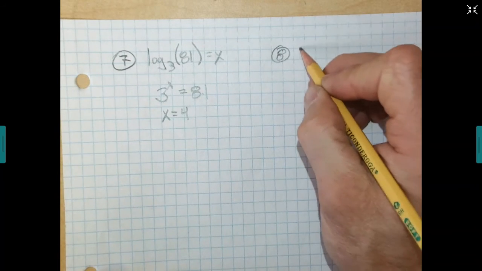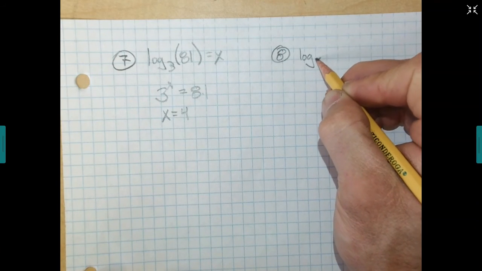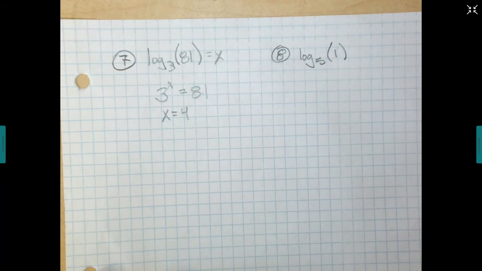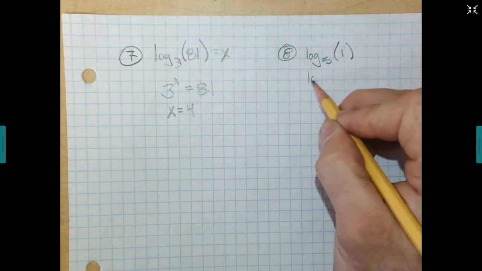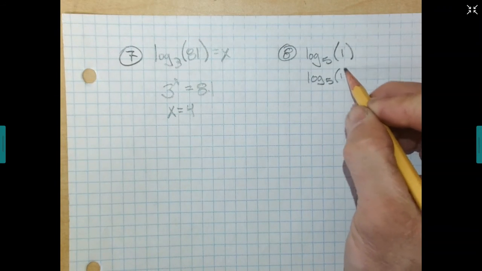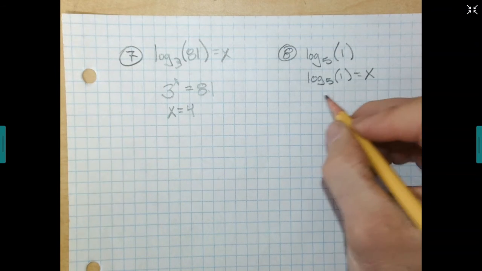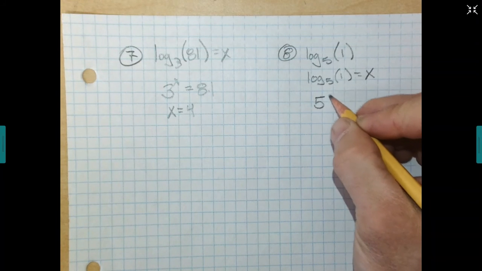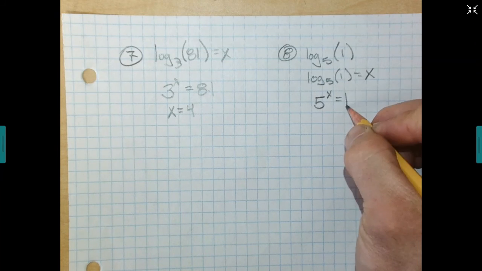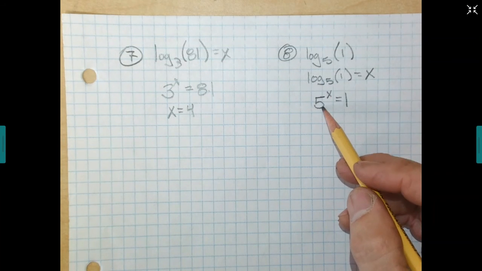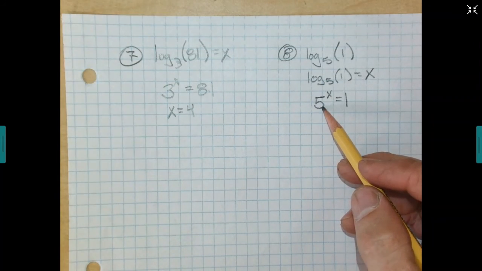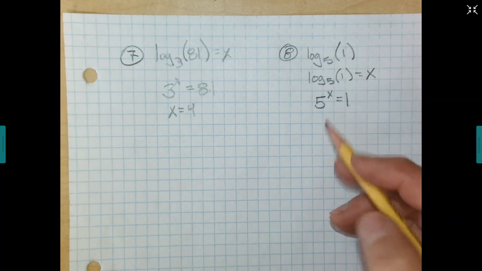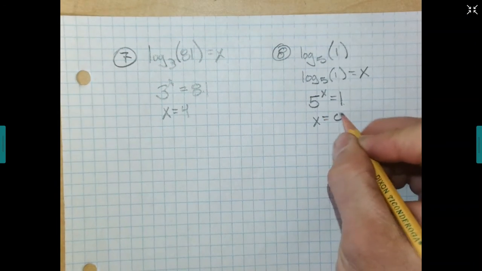A couple more. Log 5 of 1. So what would my exponent be? I have log 5 of 1 equals what? I have my base of 5, my exponent equals 1. What exponent of 5 gets me to 1? That'd be 0. So x equals 0.